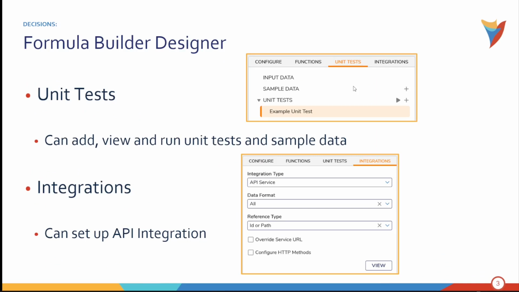The unit tests tab is pretty much the same as unit tests everywhere else in Decisions. You have the ability to look at your sample data unit tests. You can run them, you can view them, you can change them, add new ones, all that stuff from this position, just like you would in making unit tests for a flow, for example, in the debugger.